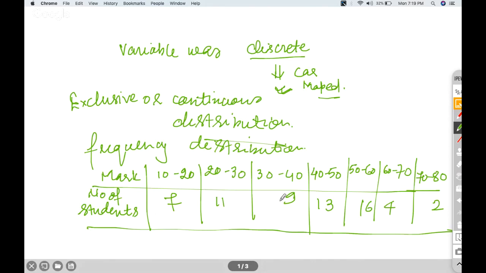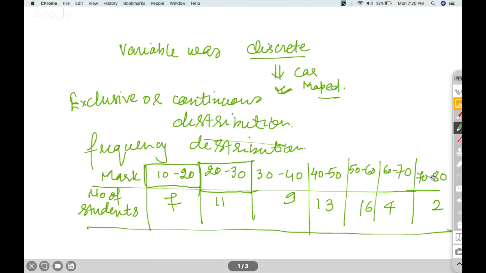So first of all, let me tell you what a histogram is. A histogram is a graphical representation of frequency distribution in the form of rectangles with class intervals as bases and the corresponding frequencies as heights. Now, this looks like a simple definition, but what I mean to say is that when there are exclusive class intervals, then only the histogram comes into the picture.